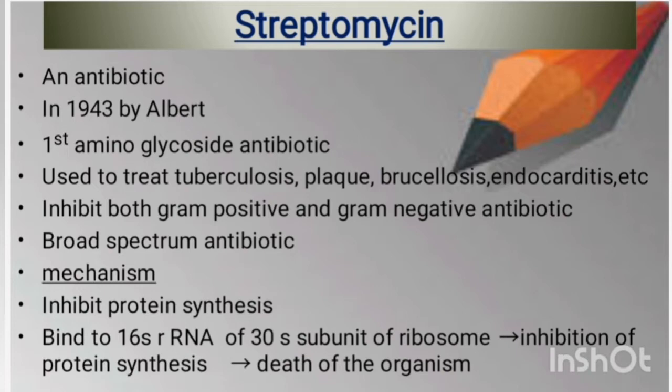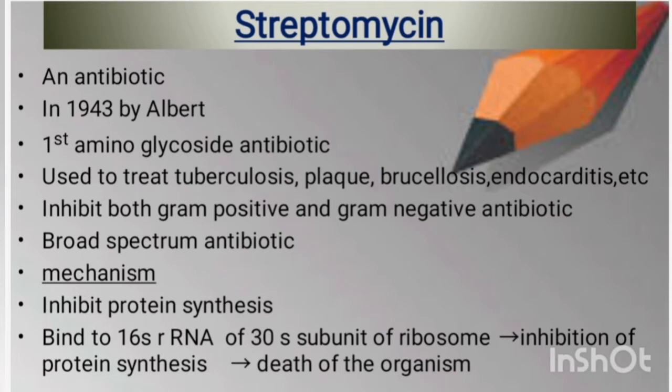Streptomycin is a bacterial antibiotic drug, and it is used to treat several diseases like tuberculosis, endocarditis, brucellosis, plague, etc. This antibiotic can inhibit both gram positive and gram negative bacteria. So it is a broad spectrum antibiotic.